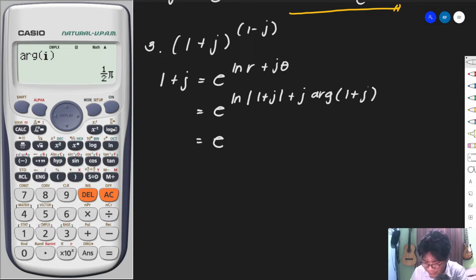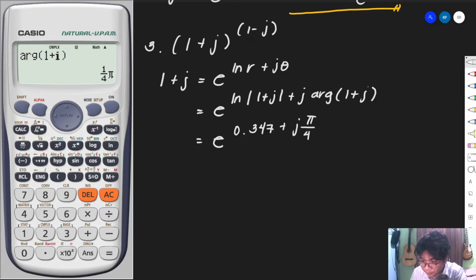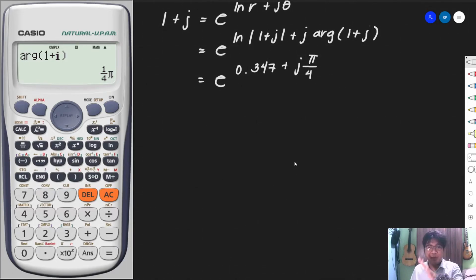Then we compute the value of the natural logarithm of the absolute value of 1 plus i, or 1 plus j. So that is 0.347. I just rounded it off to 3 decimal places. Plus j, what is the argument? The argument of 1 plus i, or 1 plus j, is pi over 4. So, j pi over 4. Okay, so we have simplified our 1 plus j somewhat. I will bring back our exponent since we have reached this point, raised to 1 minus j.